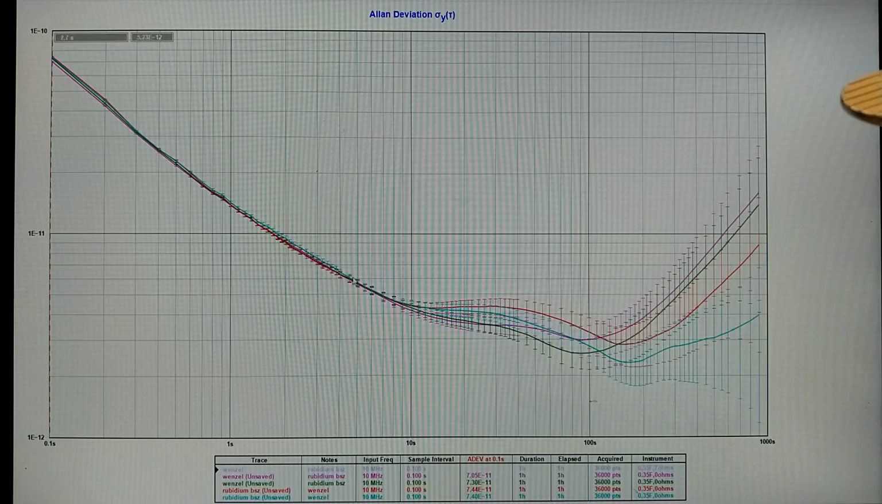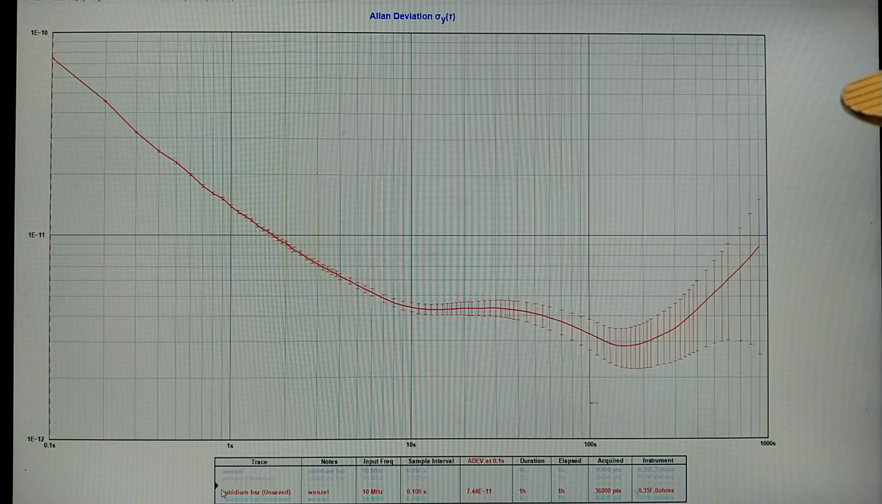And at short times the agreement is very good. When I remove all traces except one, you can see the error limits, how large they are out here. So actually above 100 seconds these curves are not very interesting to compare.